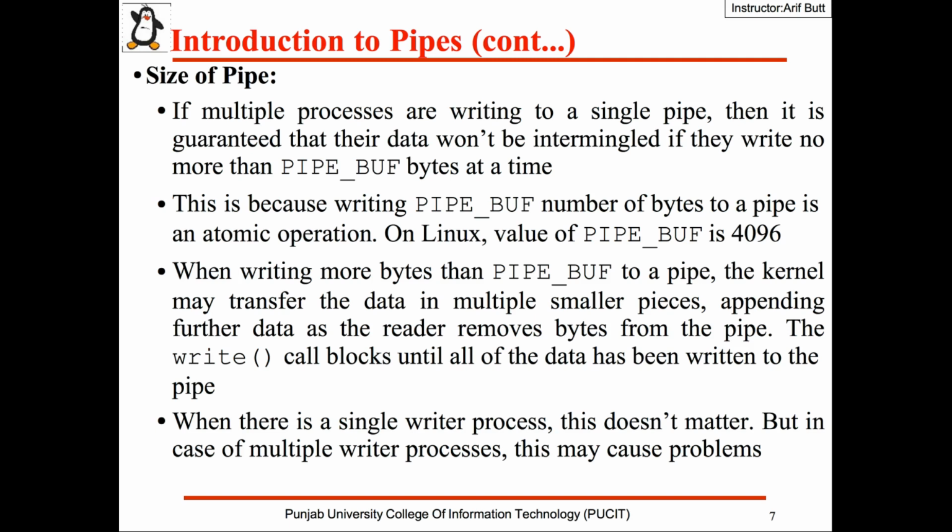As far as the size of the pipe is concerned, the size of the pipe is normally PIPE_BUF bytes, which on Linux is 4096 bytes. And the kernel ensures that this much amount of writing into the pipe is done atomically.